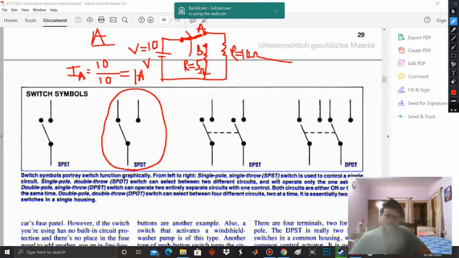Now when you are switching it to the B position, this will be replaced by this. Now this will not be there, so the path will be like this. So now IB will be equal to 10 volt over here, and in the denominator you will have 5 ohm. So IB will be equal to 2 ampere.